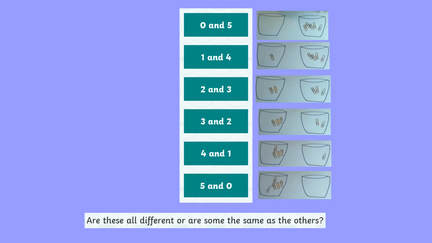And this is what it looks like written down. So 0 and 5, 1 and 4, 2 and 3, 3 and 2, 4 and 1, 5 and 0. Are these all different, or are some the same as the others?